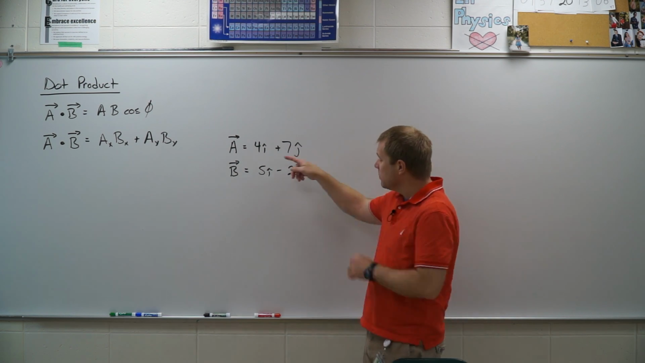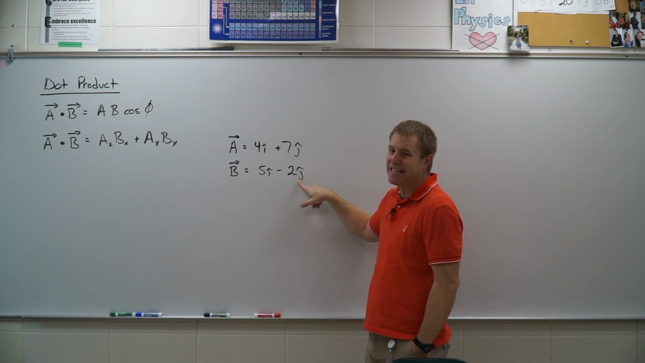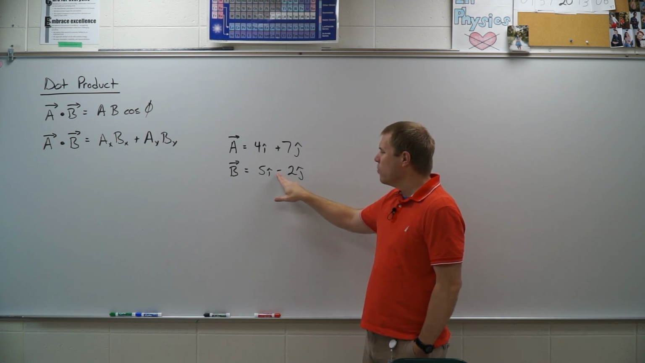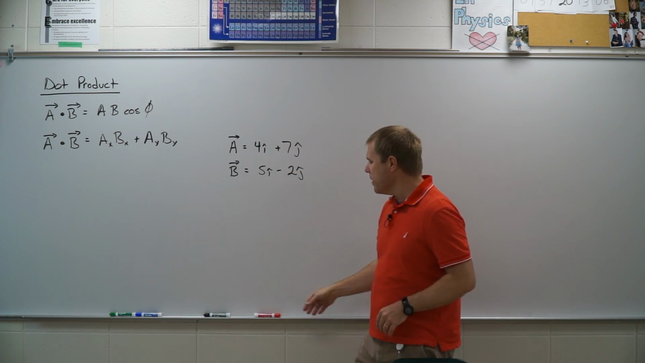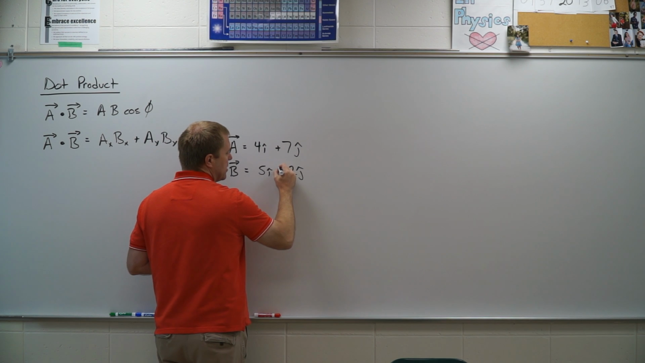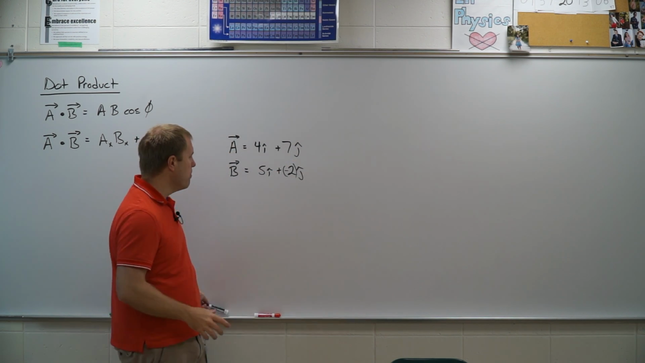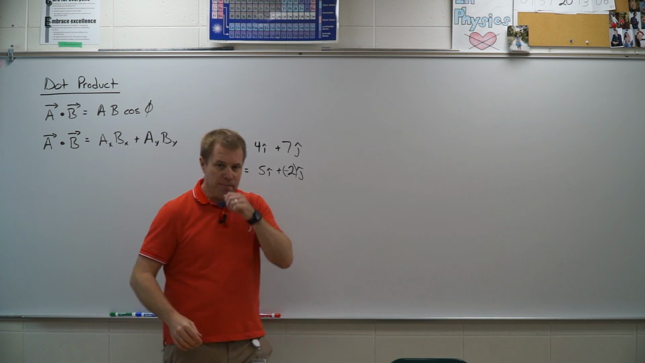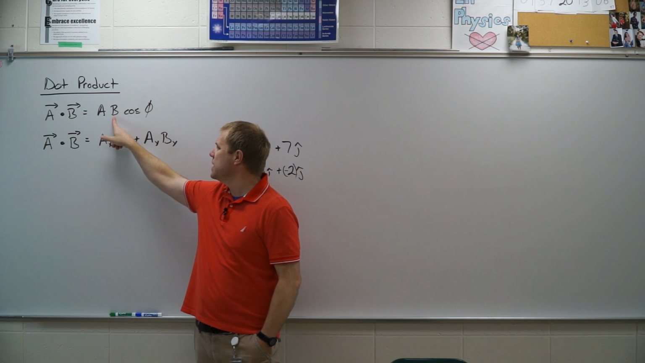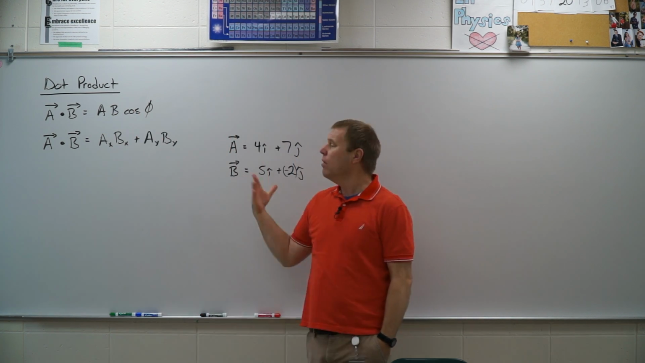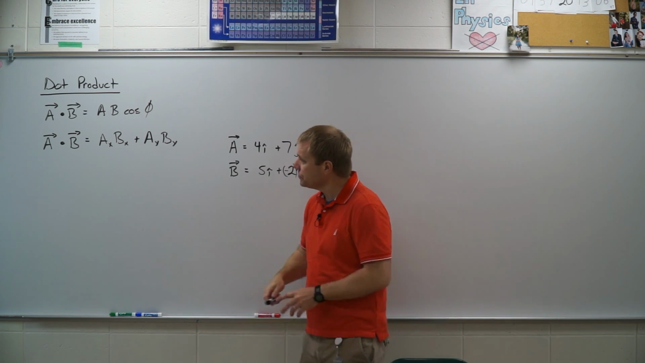So vector a is 4i hat plus 7j hat. Vector b is 5i hat minus 2j hat. Another way to write this would be plus a negative 2j hat. And that might help us here to make sure we use the correct term when we put these together. So for our dot product, we have to decide which equation we should use. Should we use the magnitude and the angle between, or the components? Well, because they gave me components here, I'm going to use the component method.